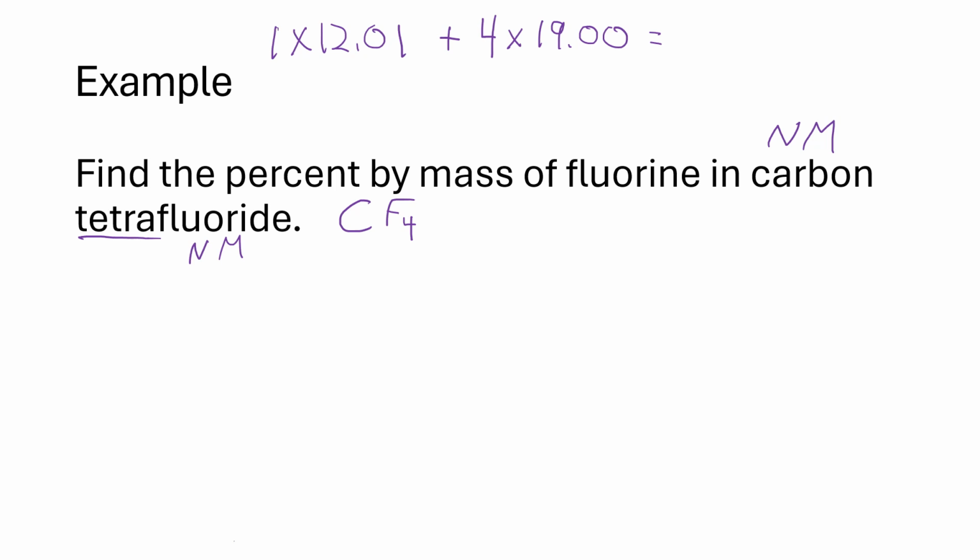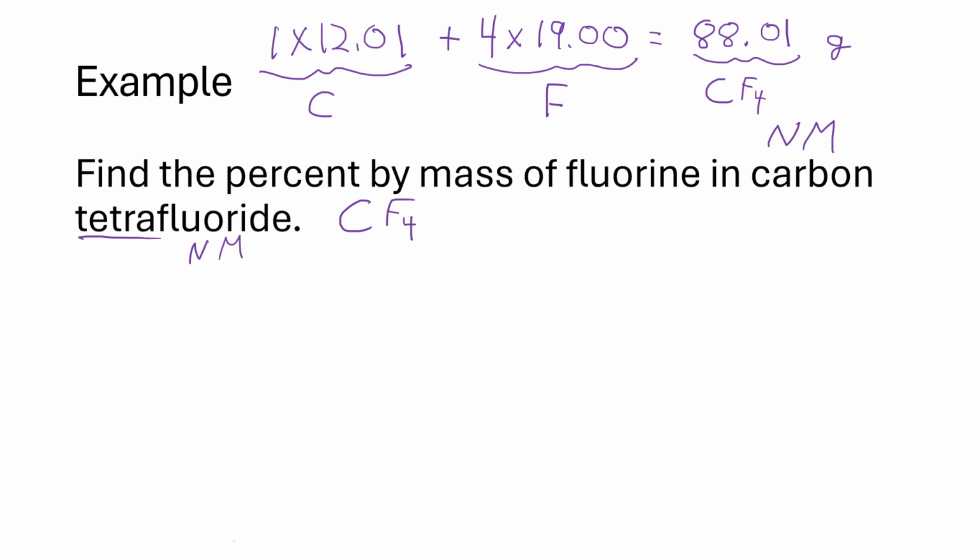And running that through my calculator, I'm going to have 12.01 plus 4 times 19. Again, I didn't type the 1 into my calculator because it doesn't change things. That ends up with an 88.01. All right, let's break this down. That 1 times 12.01 is the mass due to carbon. The 4 times 19 is the mass due to fluorine. And then the 88.01 grams is going to be the mass of CF4.